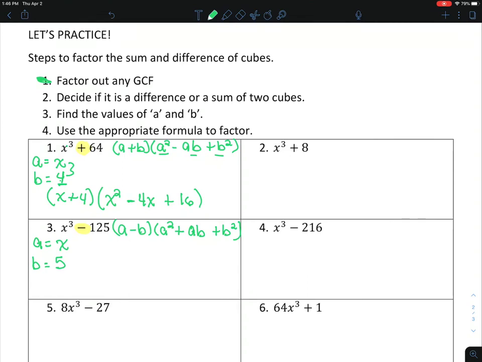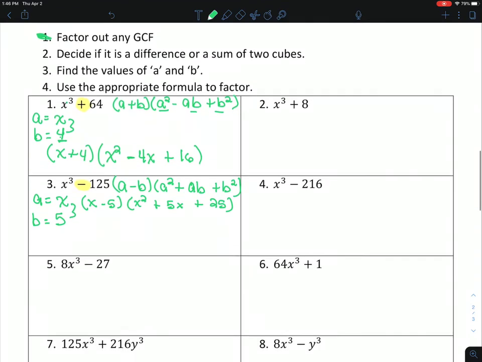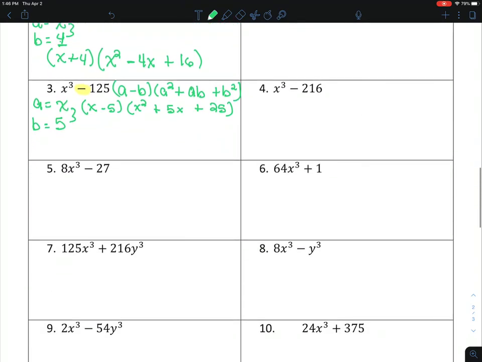And so now we just plug and chug again. So this is x minus 5 plus x squared plus, we multiply those two together, 5x, and then b squared, 5 times 5 is 25. Okay, we're cooking with grease now. So let's do one that's slightly a bit more difficult.